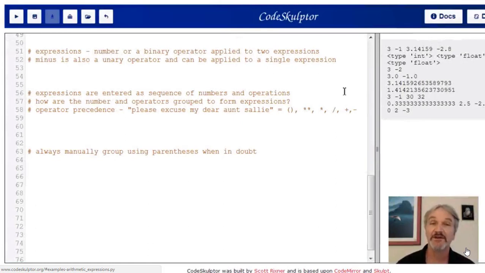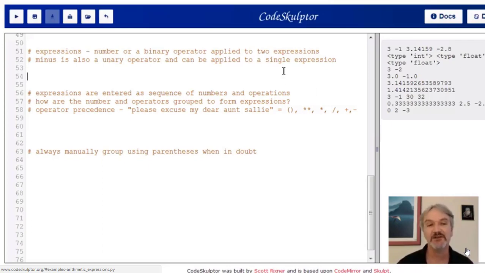All right, we know about numbers, we know about arithmetic operators. Now we're ready to build arithmetic expressions. So the idea is fairly simple. An arithmetic expression is either a number or it's an arithmetic operator applied to two arithmetic expressions. This is our first example of a recursive definition. So for example, 2 is an arithmetic expression. 2 plus 3 is an arithmetic expression because we've applied the plus operator to two arithmetic expressions, 2 and 3.